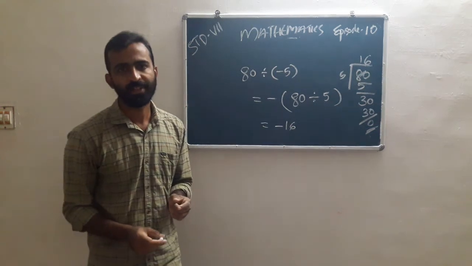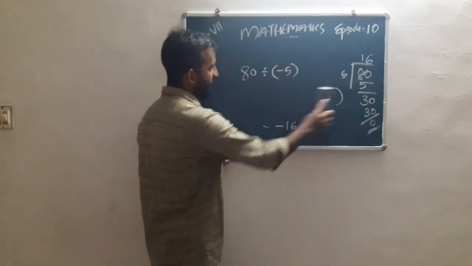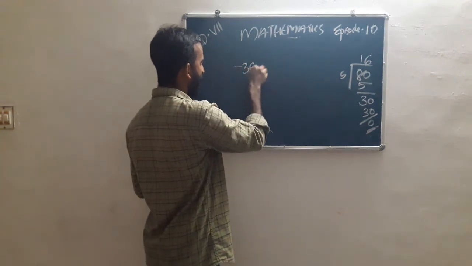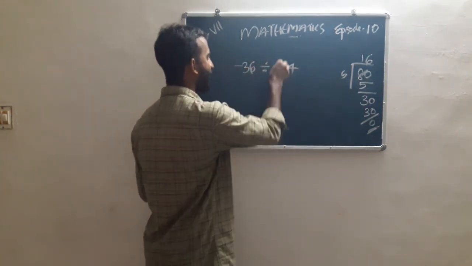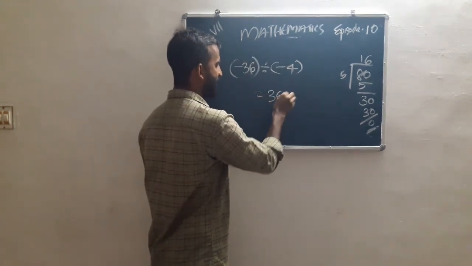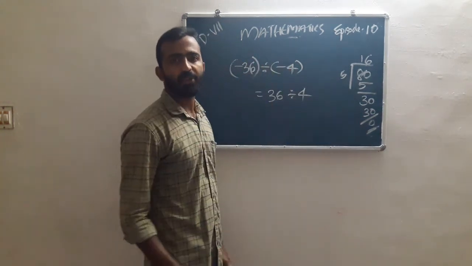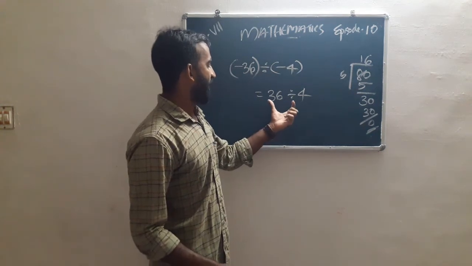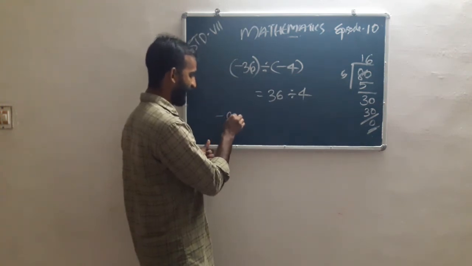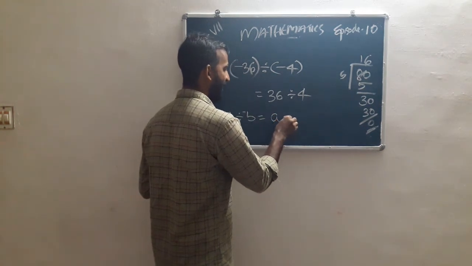Is it? Yes, negative 16. Otherwise, when we divide negative 36 by negative 4, negative 36 divided by negative 4 is equal to 36 divided by 4. Here 36 and 4 are also integers, so this is equal to this one. That is, we write negative a divided by negative b equal to a divided by b.